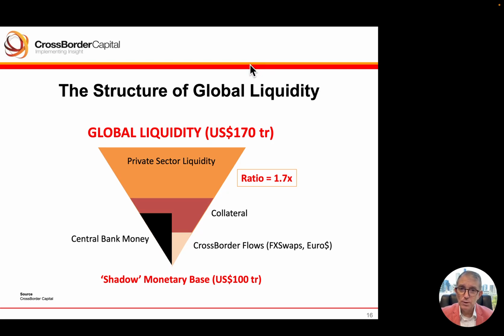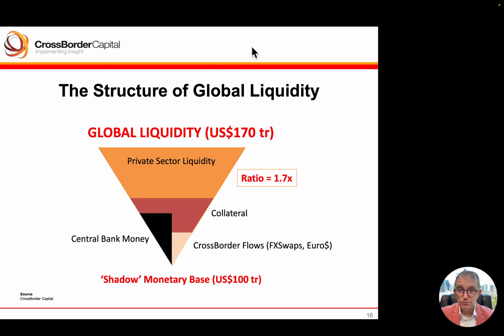The reason I rely so heavily on the work of Howell and Cross Border Capital is because they meticulously gather data on all the components that make up global liquidity each month, much more comprehensively than any other source I've been able to access.